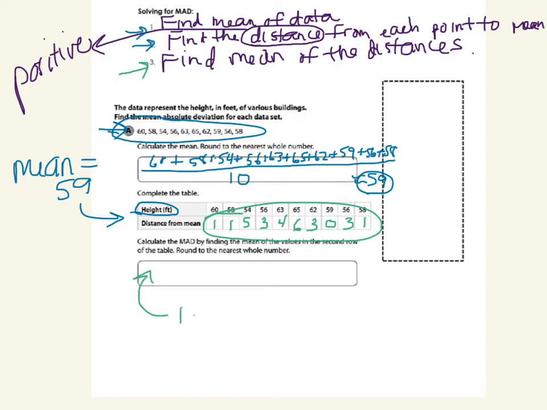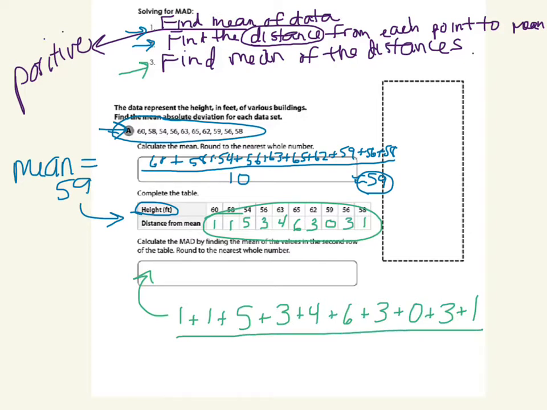1 plus 1 plus 5 plus 3 plus 4 plus 6 plus 3 plus 0 plus 3 plus 1. I just copied those numbers that are in green, and I'm going to see how many there are. There should be the same number as what I had above, but 1, 2, 3, 4, 5, 6, 7, 8, 9, 10. There are 10 of them, so I'm going to divide by 10.